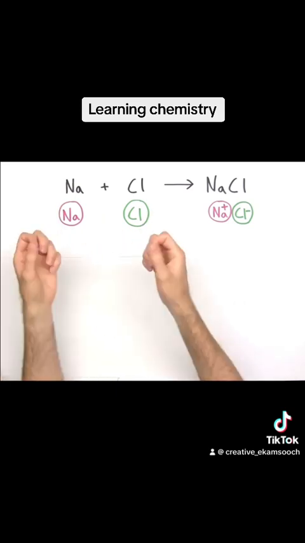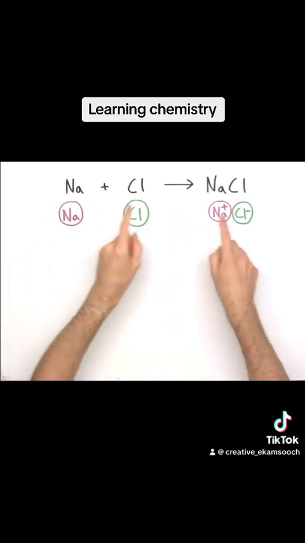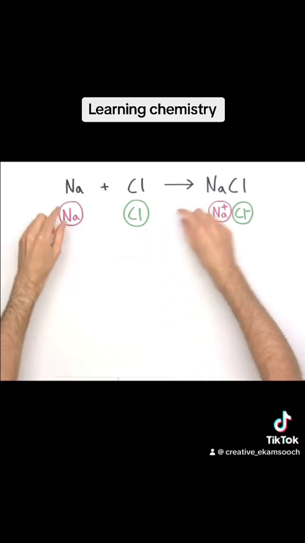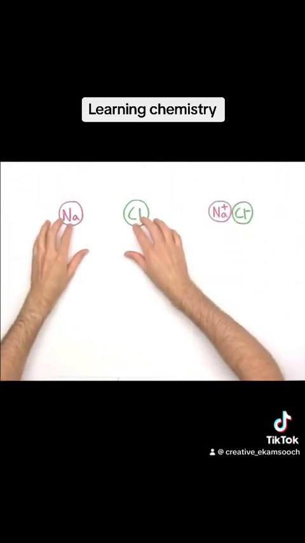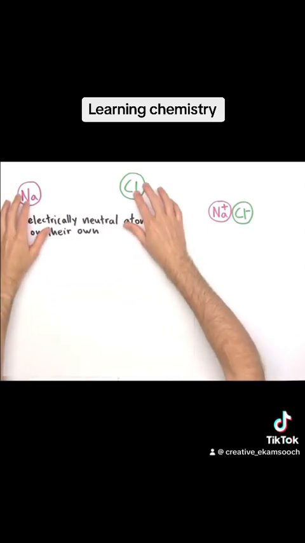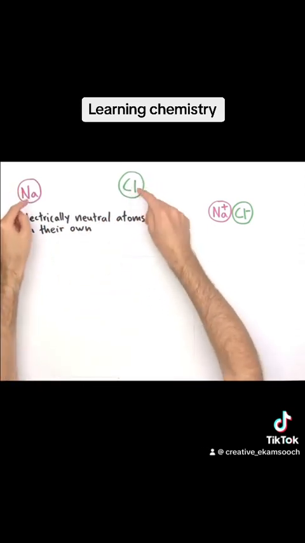So in order to come together and make sodium chloride, these two atoms have to end up getting charges, and then they stick together. So let's talk about how this happens, how they end up getting charges. We start out with Na and Cl here as electrically neutral atoms with no charge, and they're on their own. They're separate.